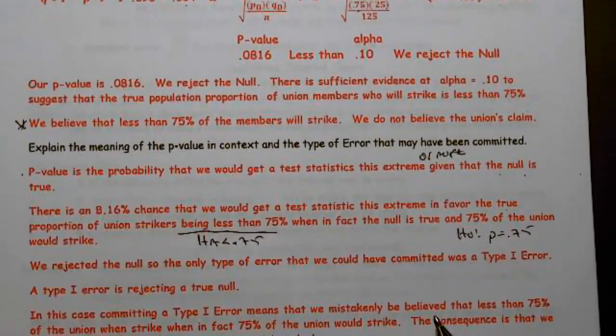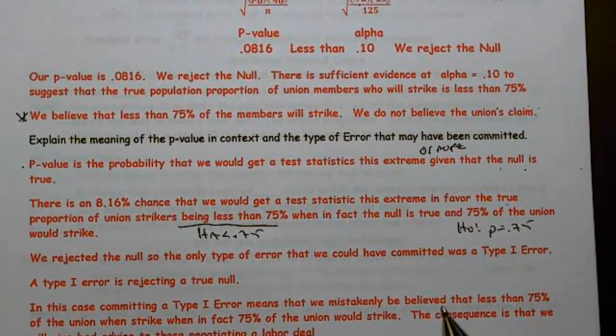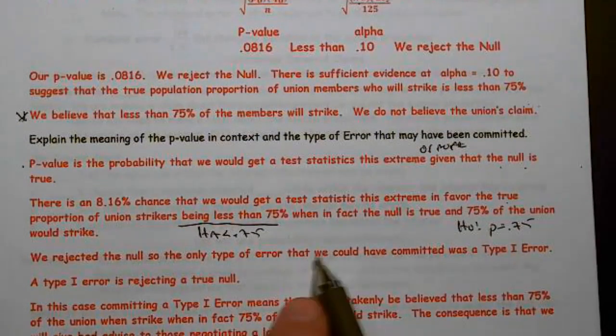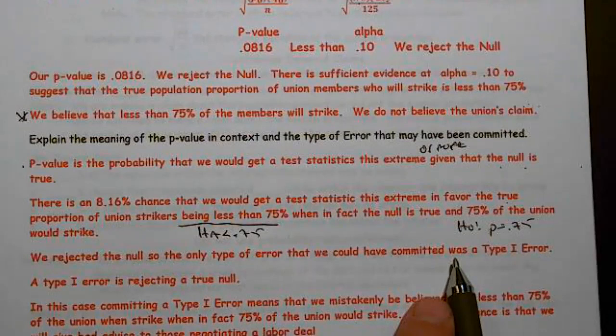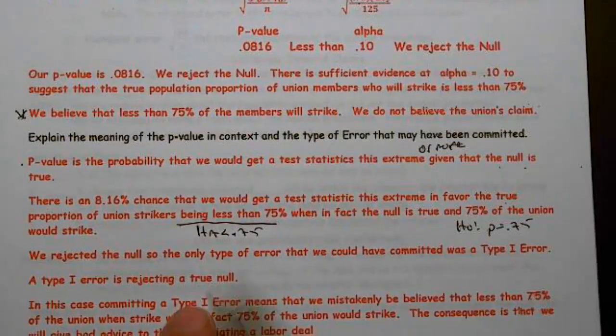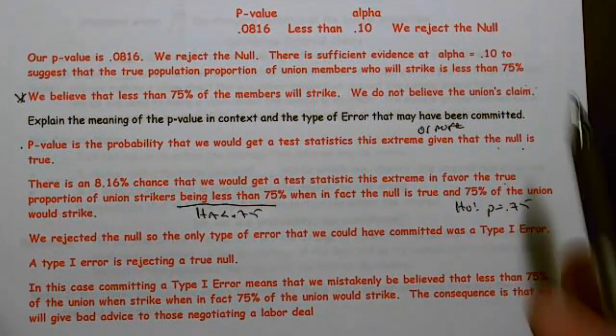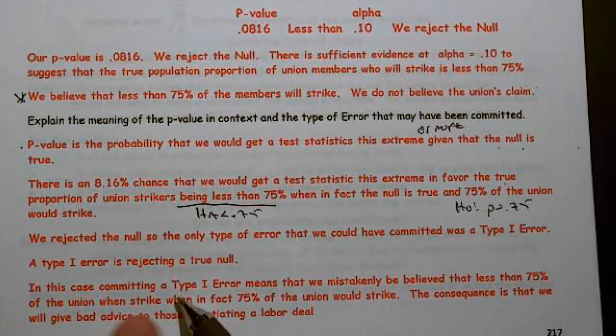The next part is what type of error? Well, we rejected the null, so the only type of error that we could have committed was a type 1. A type 1 error is rejecting a true null. So once again, I just definitionally said that, but then I need to talk about the consequence. In this case, even though they didn't ask for it, we should do that.